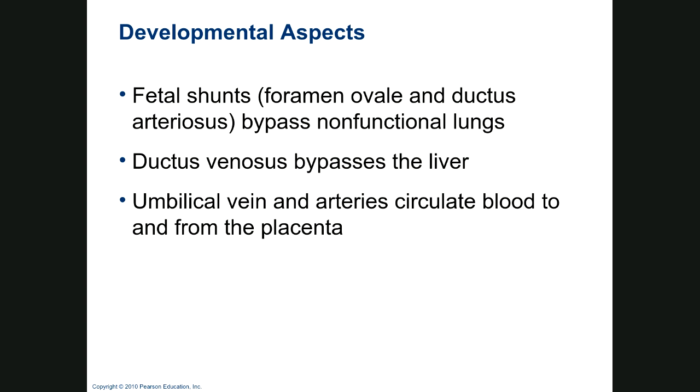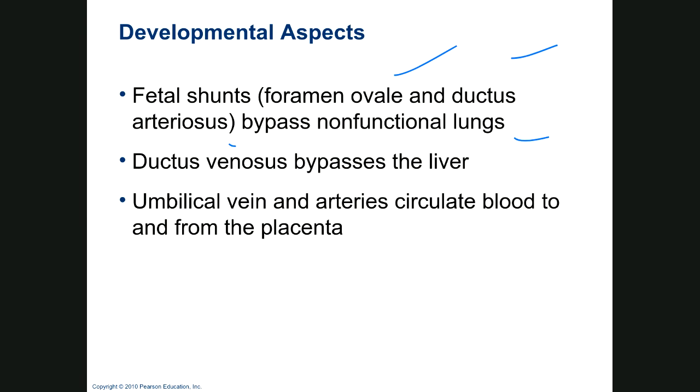Developmental aspects in the fetus. Several places we have shunts to prevent waste of energy in that fetus, basically. The lungs are not used in the baby. The only thing they need to do in the fetus is to grow lungs. They don't breathe. They're parasitizing off mom, which is what they're supposed to do. Foramen ovale and ductus arteriosus are two examples.